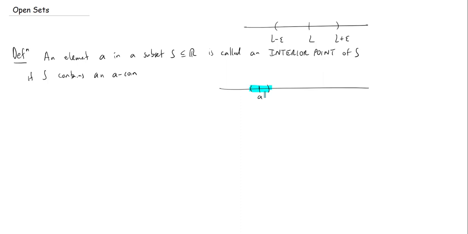Right? So I can look at any point in S and ask, is it an interior point? And so I can actually build the set of all interior points of S. And let's give some notation for that. We're going to let I of S denote the set of interior points of S.